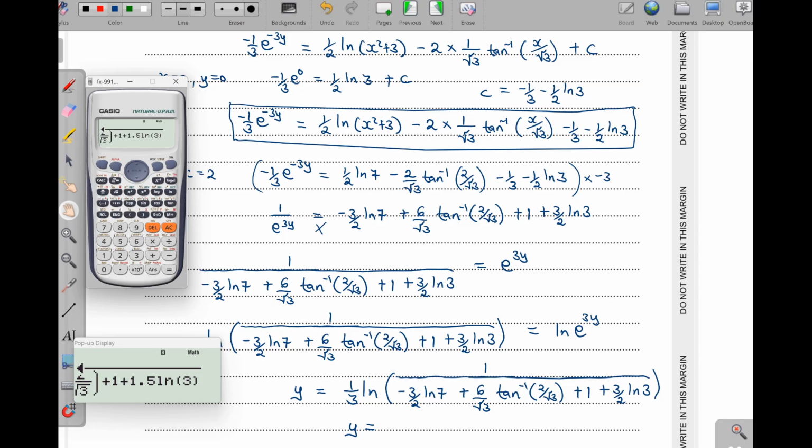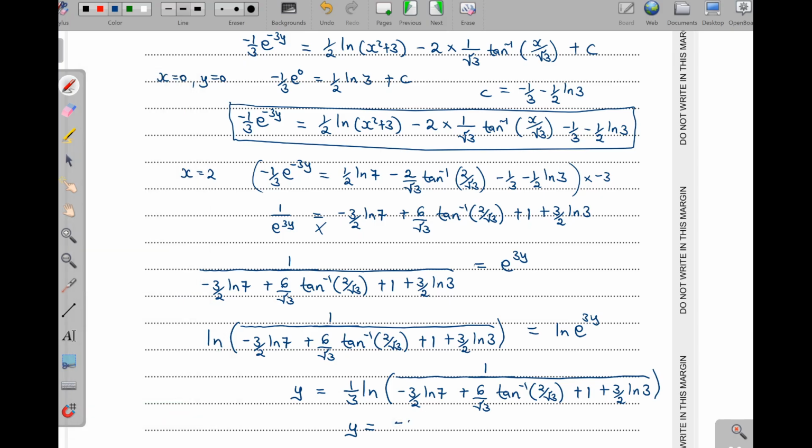And then from there we can close the brackets here, then we press equals. Now your calculator, by the way, has to be in radians because there is an arctan, okay, and this one gives us negative 0.331, that is to 3 significant figures. That is that. So this has been it for this second part of the paper.